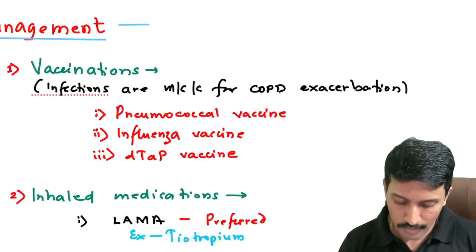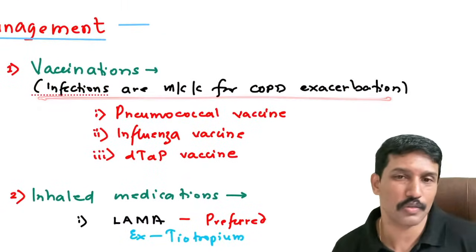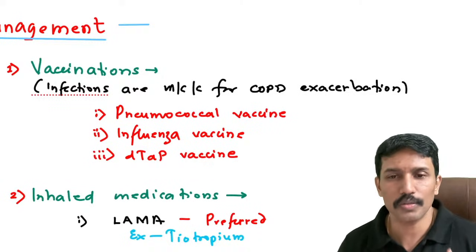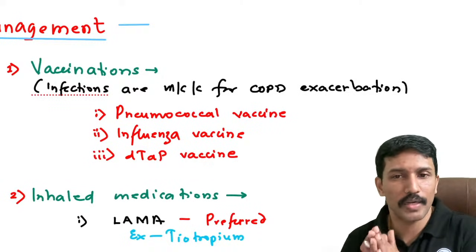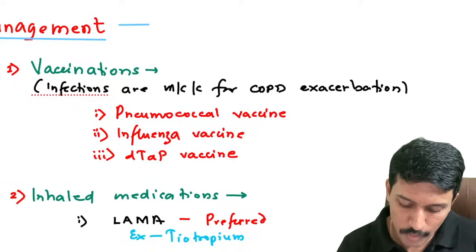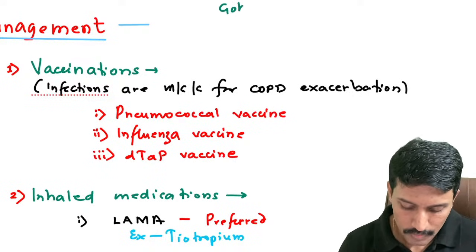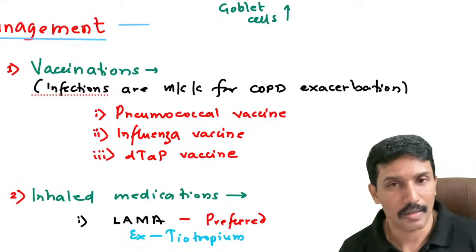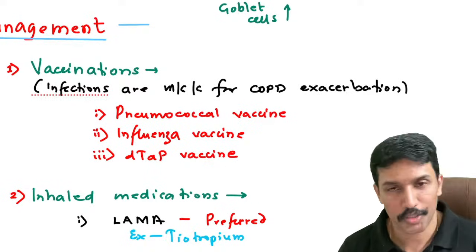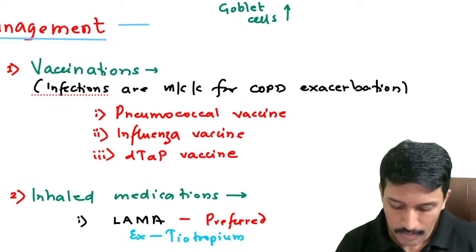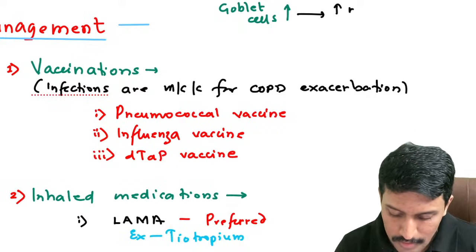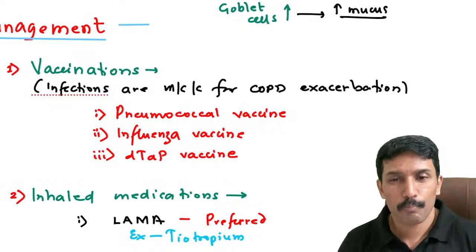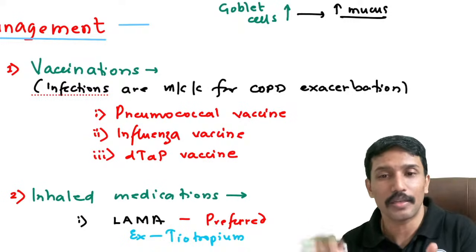And nobody questioned me why infections are so common in COPD patients. It's not about the lack of immunity. Infections are common because in COPD there is goblet cell hyperplasia, right? And tell me what goblet cells produce. So in COPD, goblet cells are increased in number because of the chronic inflammation caused by smoke. If there is an increase in goblet cells, there is increased mucus production. And this mucus provides a perfect environment for the infections to thrive.